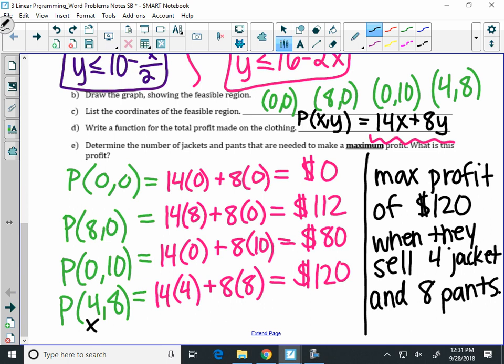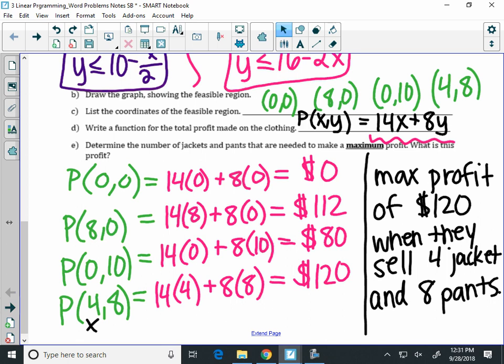Does that put into context kind of what we're doing here? It didn't mean much when it was just a graph, but now it means something. And in real life, companies do this. However, it's normally on a much larger scale than 4 jackets and 8 pairs of pants. It would be like probably tens of thousands of products to work with. Okay. Let's try a different one.